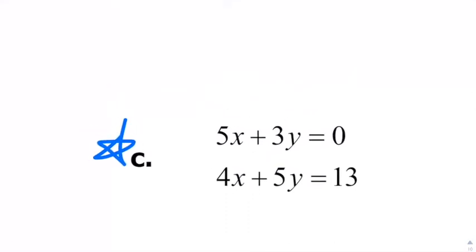So I asked myself, what do I want to cancel out? Do I want to cancel out x's or y's? Let's go with y's in this case. It doesn't really matter, but I'm going to go with y. So I need to figure out a number that 3y and 5y can go into.